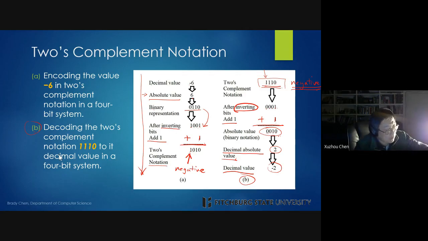But if the number system uses 8 digits or 16 digits or even longer, what do we do? Let's take a look at an example. I'm going to use the same number to see how you represent it in the two's complement notation, because how many digits the two's complement system has is very important.